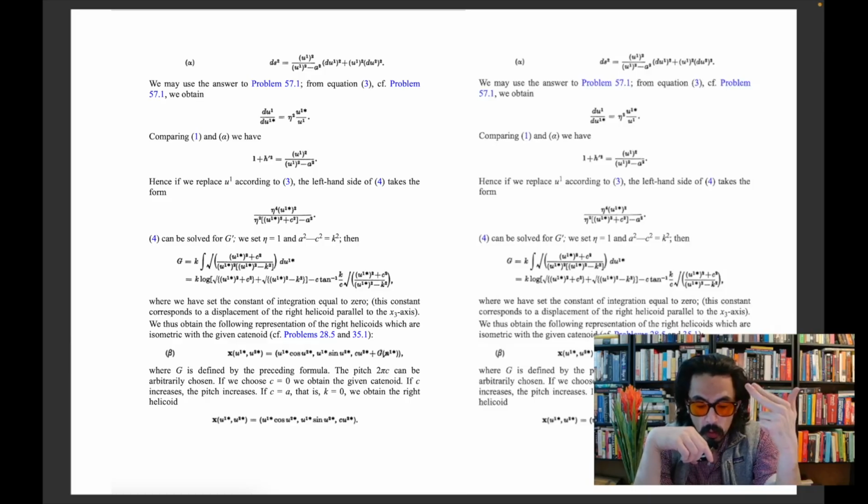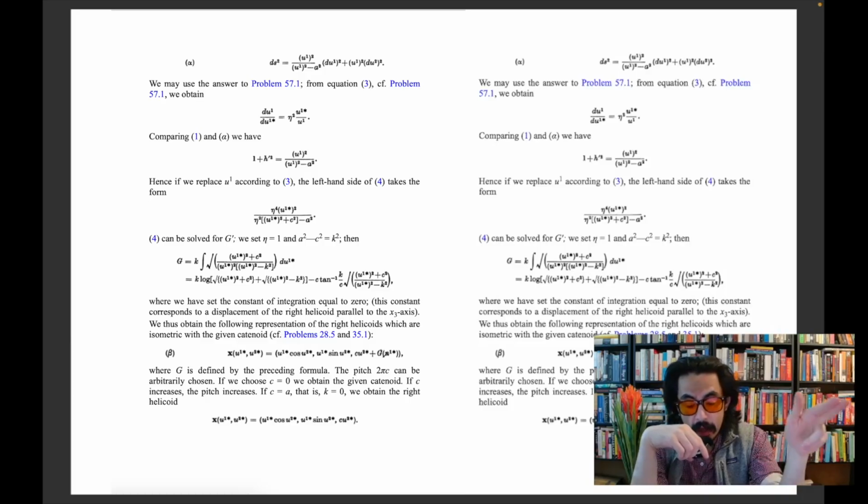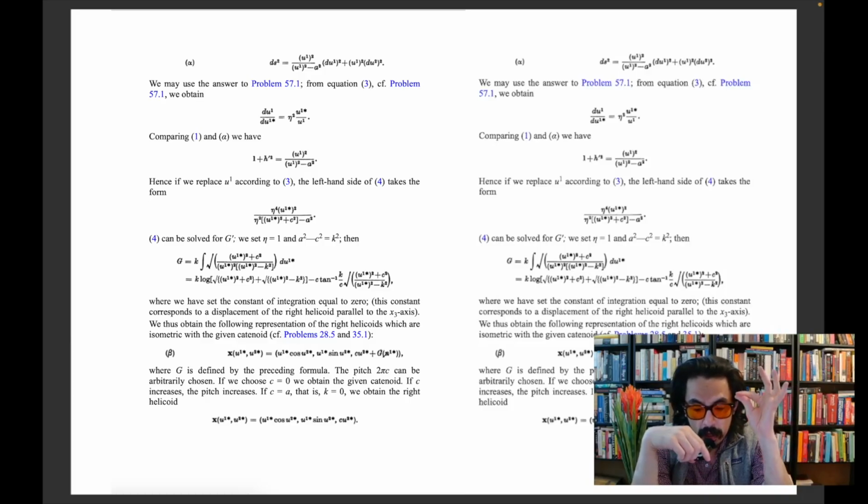First entry is u1 star times cosine of u2 star. The second entry is u1 star times the sine of u2 star. And then the third entry is c times u2 star plus capital G of u1 star. And it continues on here where capital G is defined by the preceding formula. The pitch 2 pi times c can be arbitrarily chosen. If we choose c equals 0, we obtain the given catenoid. If c increases, the pitch increases.